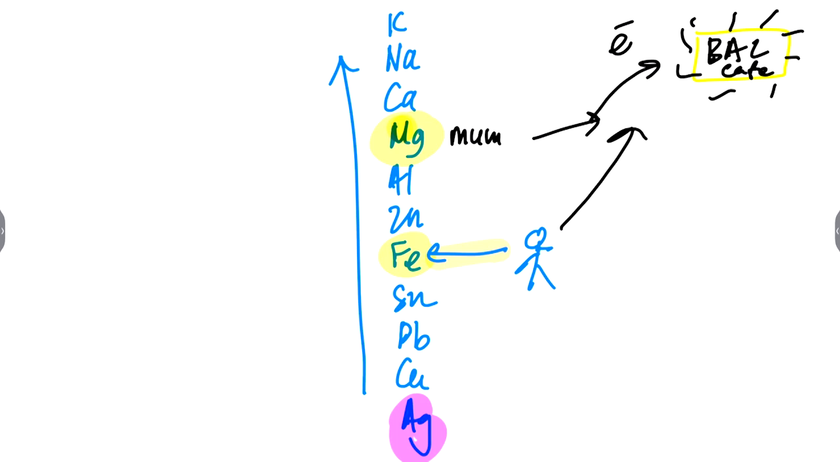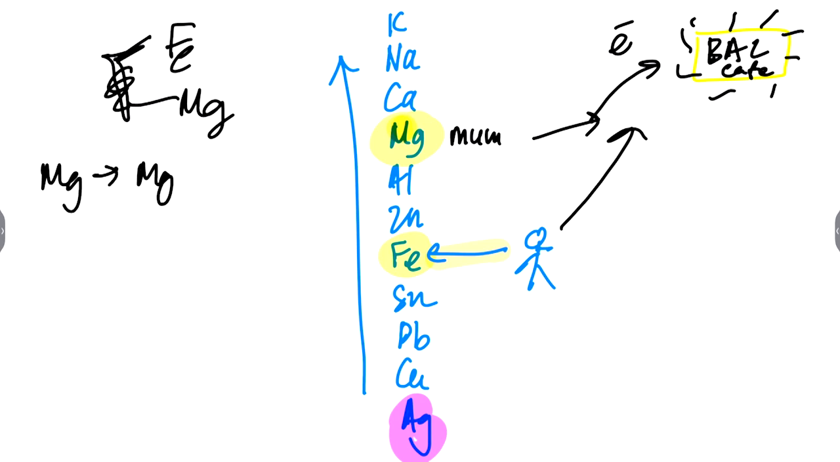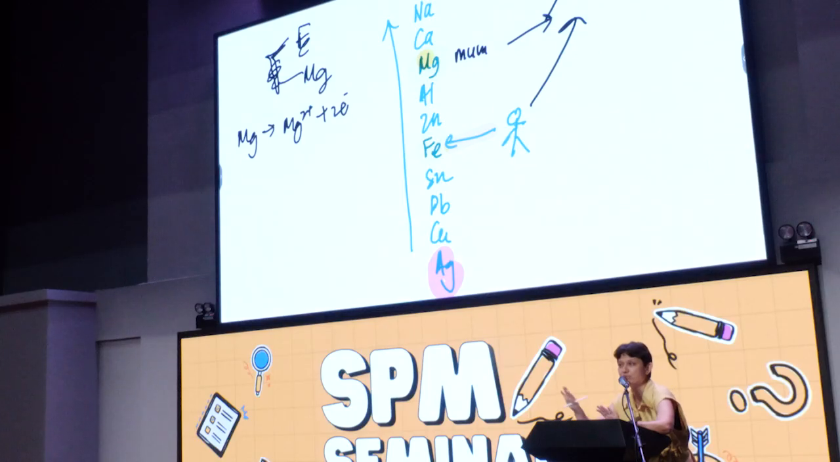All right? So when mom go to BAC cafe, mom will pay. You no need to pay. So when iron is with magnesium, who is going to rust? Who is going to release electrons? Magnesium say, I pay. Don't worry. Iron say, okay. So iron is safe.